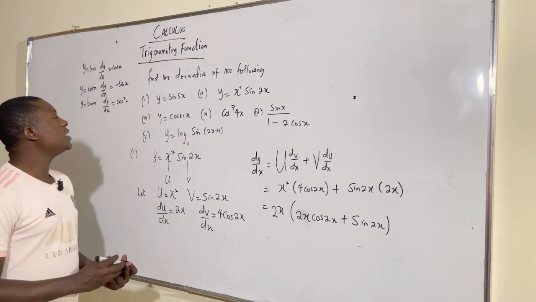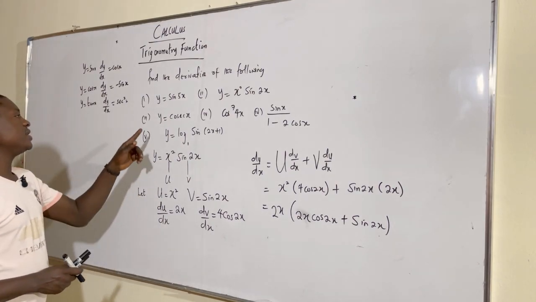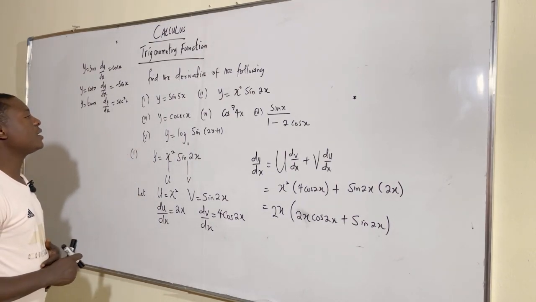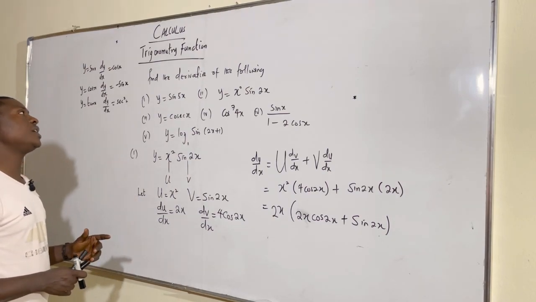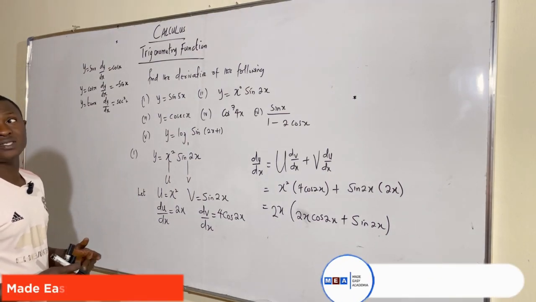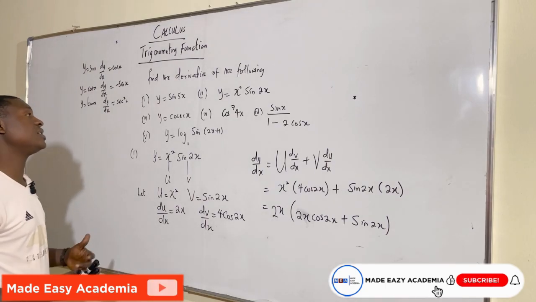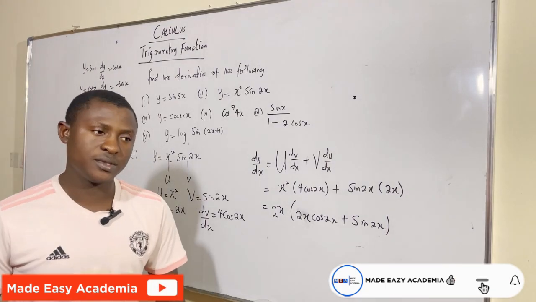Now let's look at this one too. They said y is equal to cosec x. So it's still the same thing. I told you earlier that each angle we have, apart from sine, cos, and tan, they have their identities. Just know how to use the identities. So let's see that one too as well.